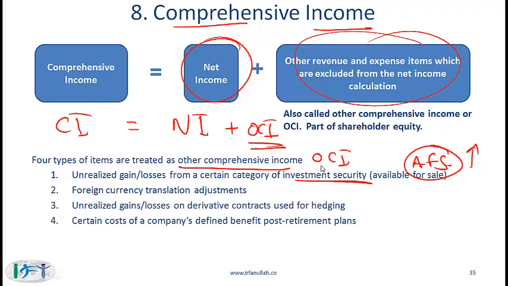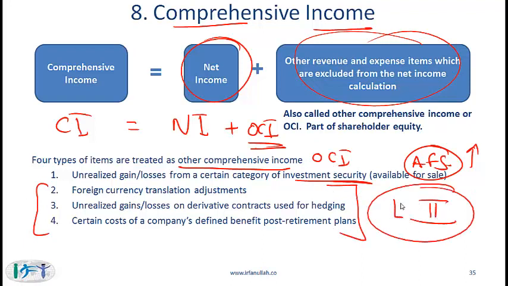It is shown in the equity segment of the balance sheet as other comprehensive income. We will see this in detail in the next reading on the balance sheet. Then these other items you just need to memorize for now, and you will learn about them when you do level 2 of the CFA program. Foreign currency translation adjustments, unrealized gains and losses on derivative contracts used for hedging, and certain costs of a company's defined benefit post-retirement plan. So these are items which impact OCI and not the net income.